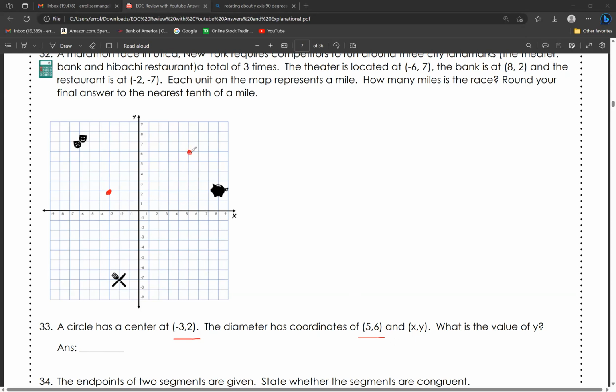Now the way she drew it, like this, there's your center, -3, 2. But now she's saying 5, 6 is over here. But look at the graph. 5, 6 is right there. -3, 2 is right there. So that doesn't make sense. But anyways, play the video. Let's see what she said.